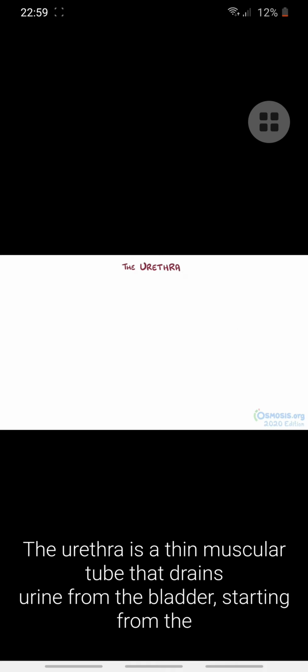The urethra is a thin muscular tube that drains urine from the bladder, starting from the internal urethral orifice to the external opening.